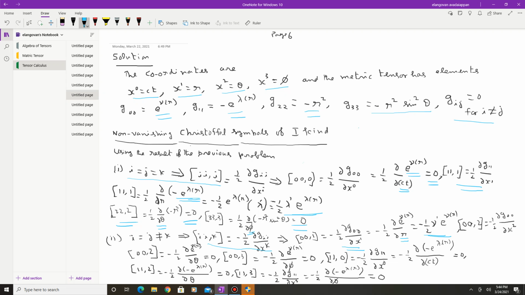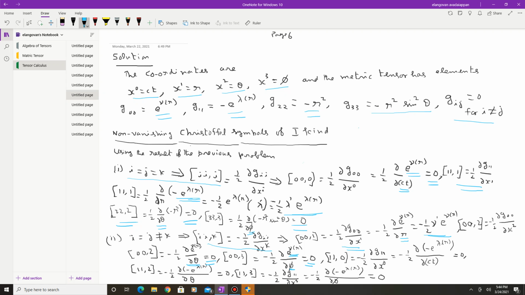[0 0, 2]: partial d g00 by dx2, and the coordinate x2 is theta. Since g00 is a function of r, you have to differentiate with respect to theta, so you get this result 0. [0 0, 3]: again g00 is e^nu of r, a function of r, and you have to differentiate with respect to phi. Therefore this becomes 0. So [0 0, 3] is also 0.